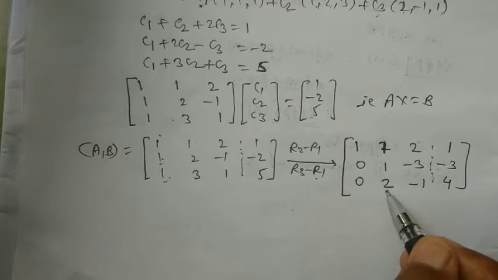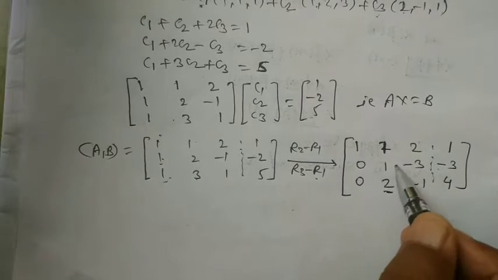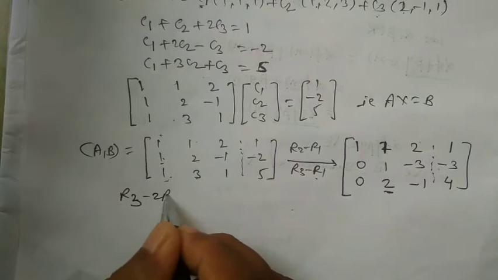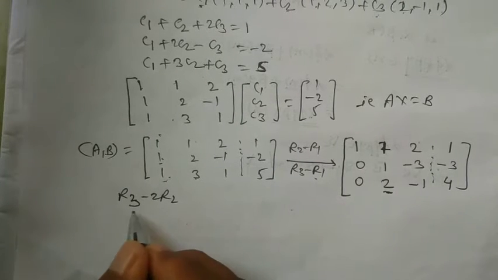Now the next step is to make a zero here by using R2. So the operation is R3 minus 2 times R2. See what happens.